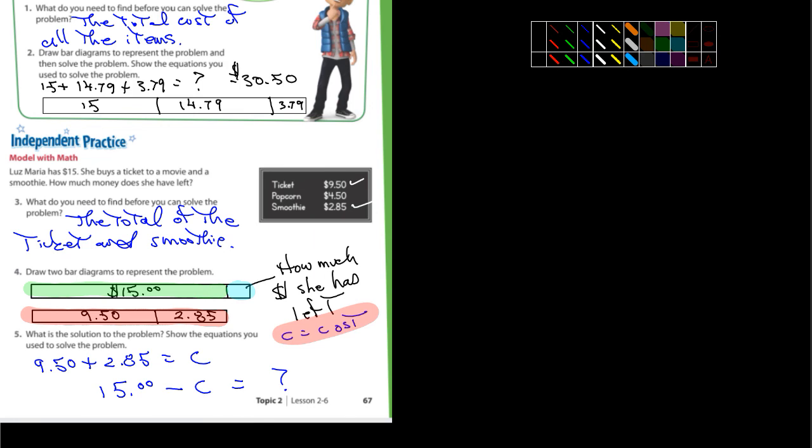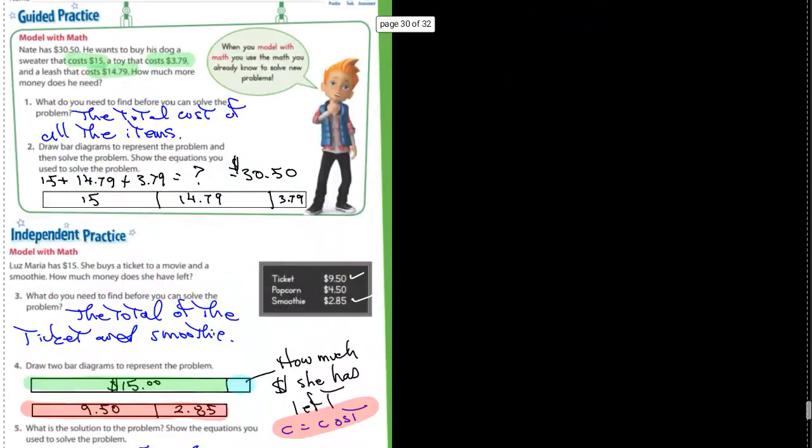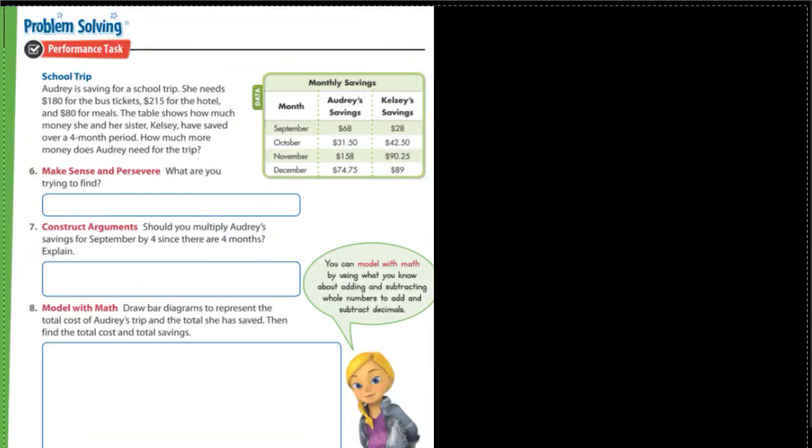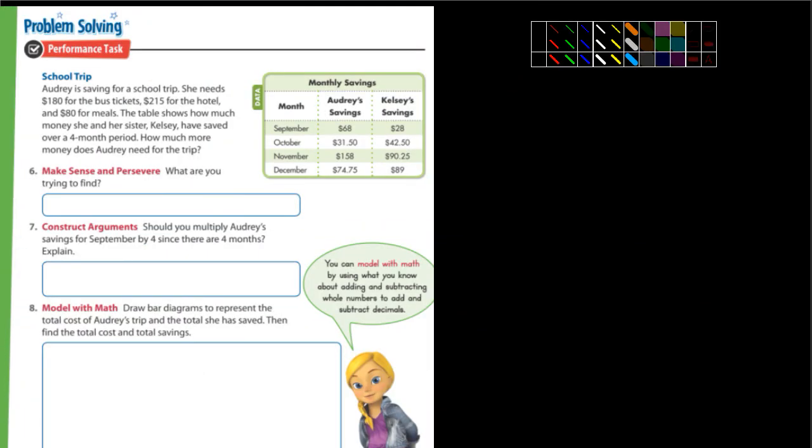And was that the last page, or is there another one? I don't remember. Let's see here. Okay, let's look at the last page here. Performance task. It says Audrey saving for a school trip.